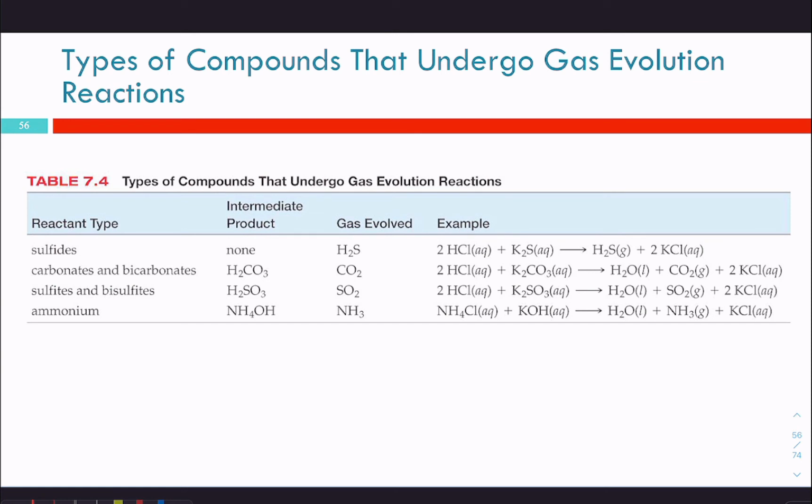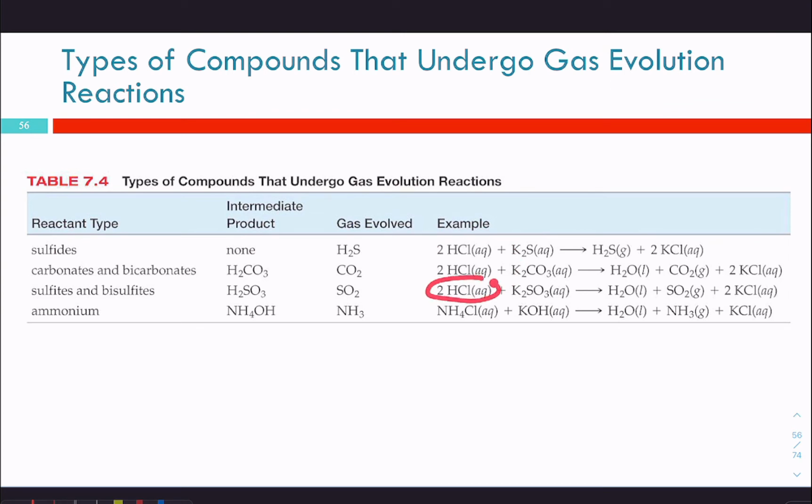The sulfides, hydrogen sulfide, that's the one that forms gases directly. So if you get something like hydrochloric acid reacting with potassium sulfide, it forms hydrogen sulfide, which is a gas. These other three go through intermediate reactions to form that final product that has a gas. So the one we saw was carbonic acid. The other ones are sulfites, so SO3. These are all reactions with an acid.